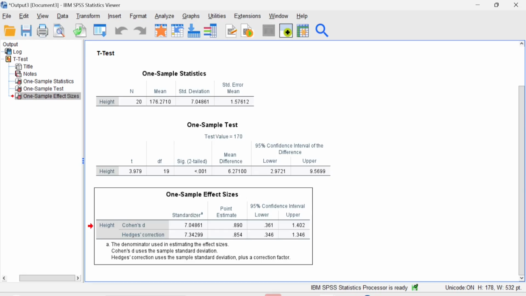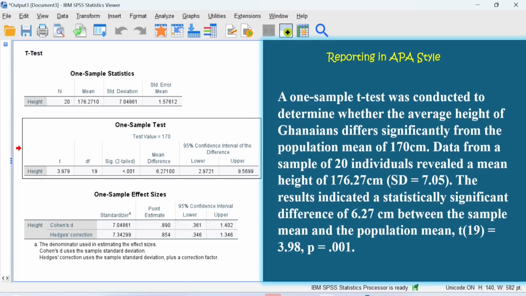So finally, the last thing we are going to talk about is how to report it in our research. Reporting in APA style, how we are going to report this is that a one sample t-test was conducted to determine whether the average height of Ghanaians differs significantly from the population mean of 170 centimeters. Data from a sample of 20 individuals revealed a mean height of 176.27 centimeters, and the standard deviation is 7.05. So it's a statistically significant difference of 6.27 centimeters between the sample mean and the population mean.